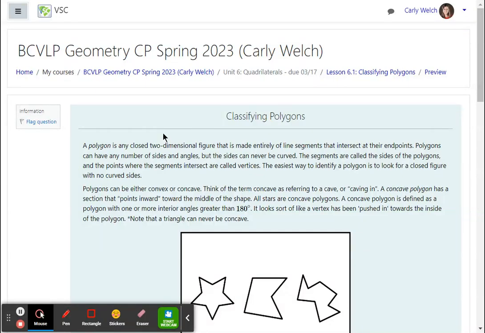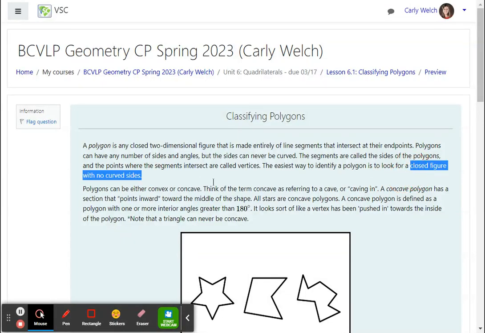All right, lesson 6.1, classifying polygons. A polygon is any closed two-dimensional figure that is made entirely of line segments that intersect at their endpoints. So polygons can have any number of sides and angles, but the sides can never be curved. The segments are called the sides of the polygon, and the points where the segments intersect are called vertices. The easiest way to identify a polygon is to look for a closed figure with no curved sides.